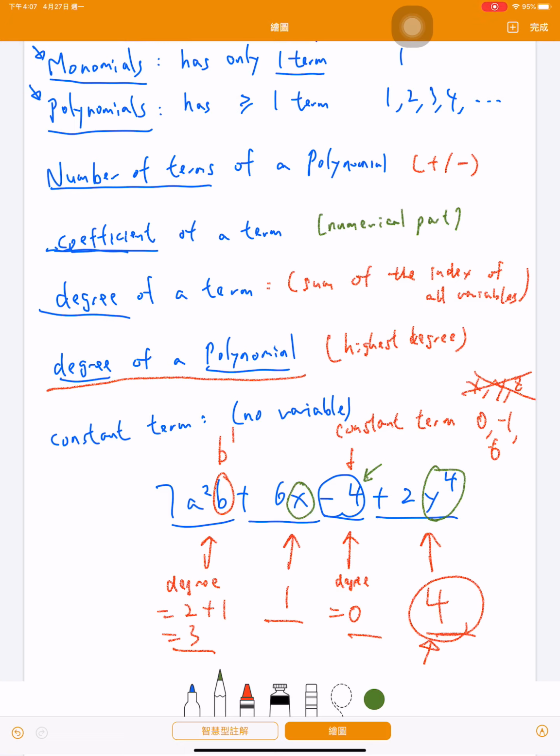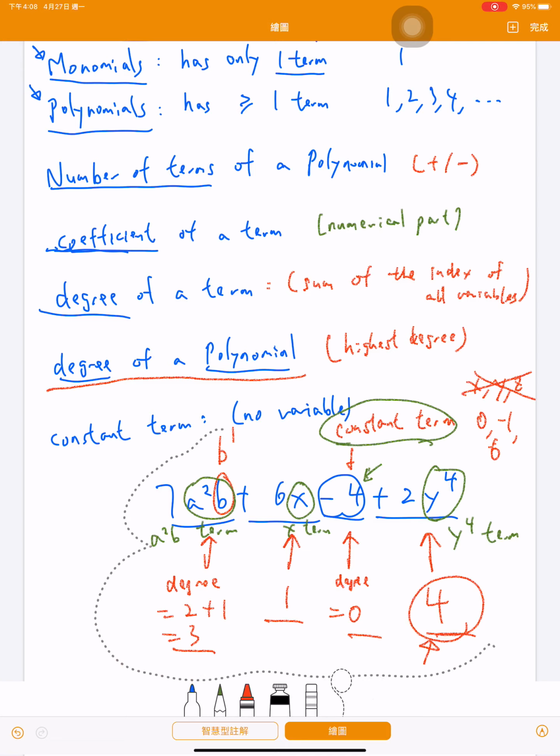For the first term, the variables, we have a squared and also b. So the term is called an a squared b term. Okay, this one is an a squared b term. This one is called the x term. This one is a constant term. And then this one is a y to the power 4 term. We should learn this for later on, so we know how to find like terms or unlike terms.